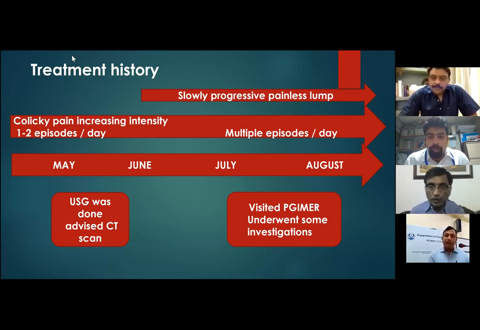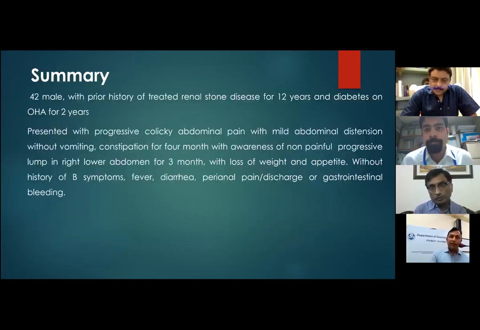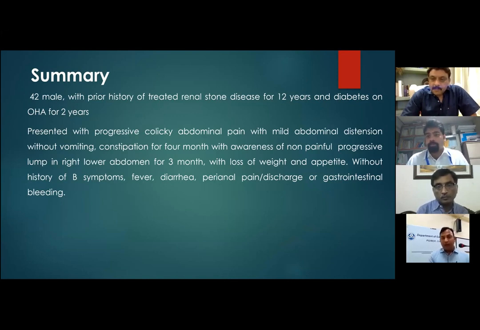So go ahead. Would you like to summarize your findings? Yeah, let's have the summary. So here we have a 43-year-old male with a background history of treated renal stone disease and diabetes. He presented with progressive colicky abdominal pain with abdominal distension, without vomiting and constipation, for 4 months, and with an awareness of a non-painful progressive lump in the right lower abdomen for the last 3 months. Both of these symptoms are associated with loss of weight and loss of appetite, without any history of B symptoms, fever, diarrhea, perianal pain, discharge, or any gastrointestinal bleed.